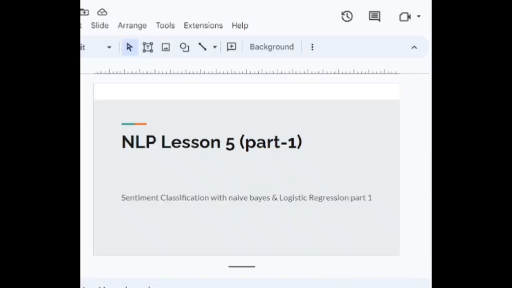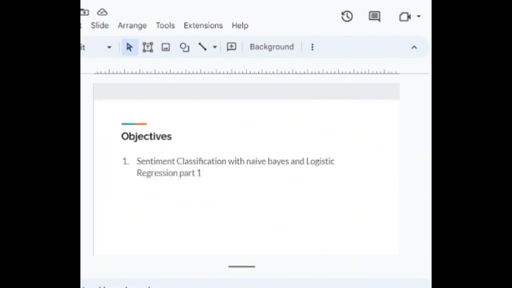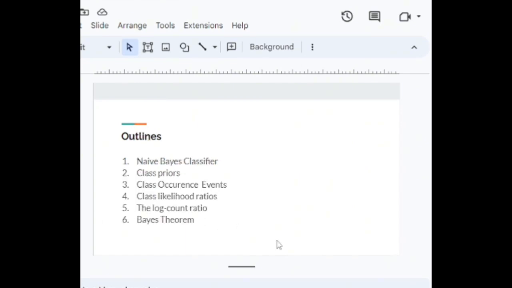So to start today's lecture, these are the slides of today's video. In this lecture we're gonna talk about sentiment classification with naive Bayes and logistic regression. This is part 1 of lesson 5. These are the highlights of today's video. This is the objective of today's video, and these are the outlines.